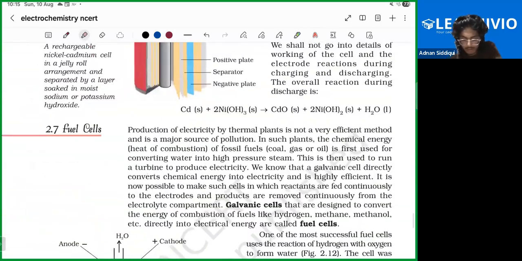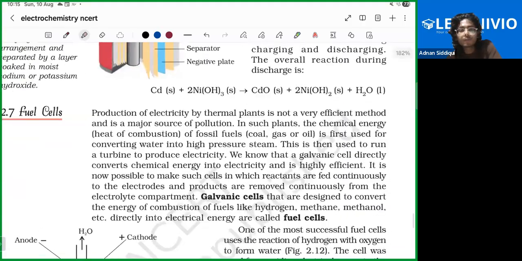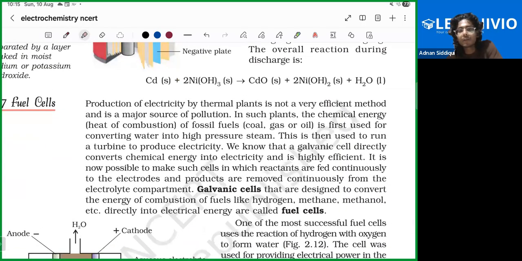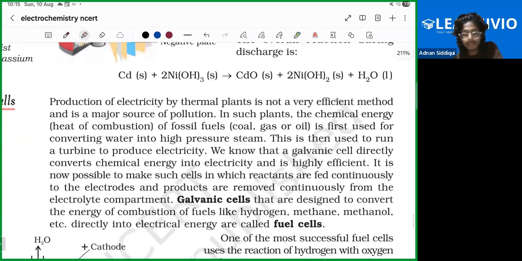What are fuel cells? Production of electricity by thermal plant is not a very efficient method and is a major source of pollution. Basically, the thermal plants that we are using produce pollution. Global warming is a reason of these types of thermal plants, right? Because they are producing so much heat.